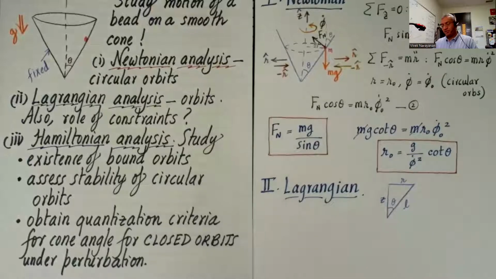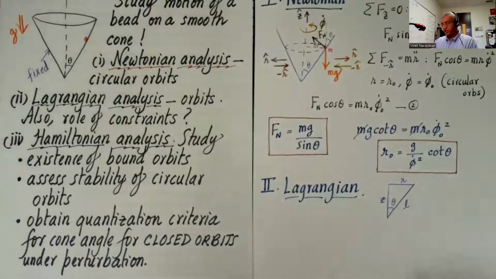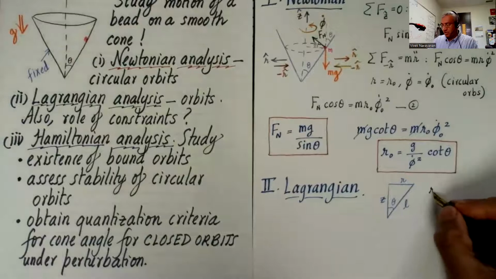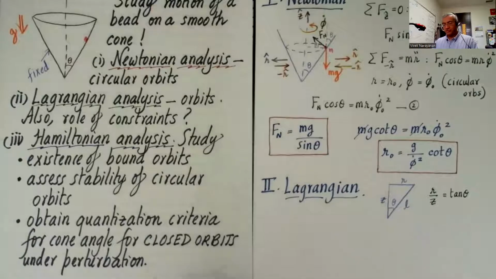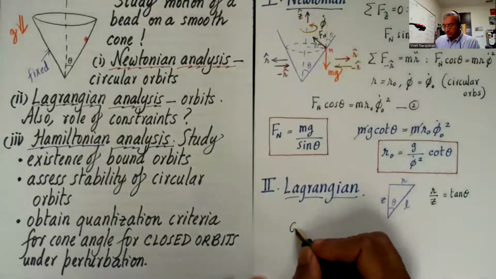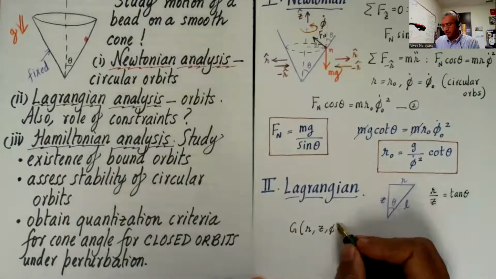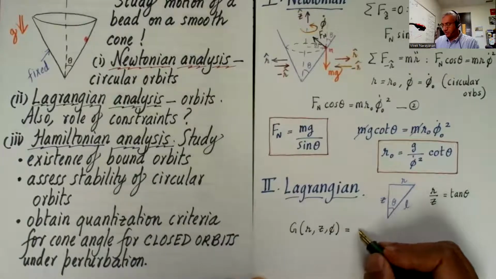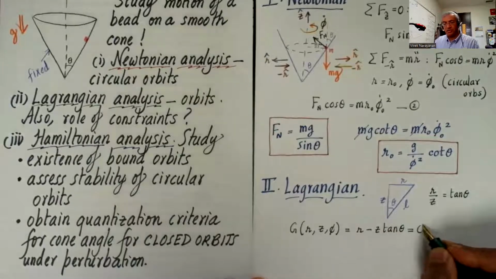Then immediately we notice that z and r are locked into a relationship from the very beginning. So that relationship must be maintained at all times if the particle is not to leave the cone. So we can write this as r over z equals tan theta, because that's the first thing that comes to my mind when I look at this triangle. So I can write my constraint, which is g of r, z, phi, possibly time, but there's no time here, as r minus z tan theta, and that's equal to 0.